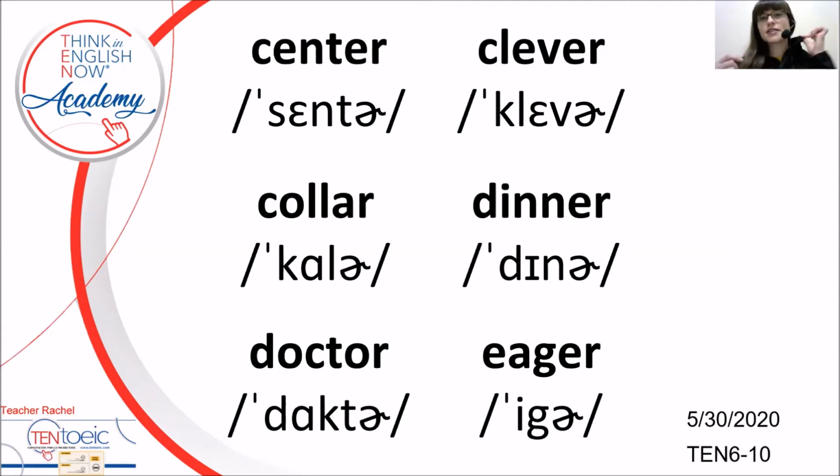Collar. This is a collar. It goes around our neck, a collar. Also for a dog or a cat, they have a collar around their neck.